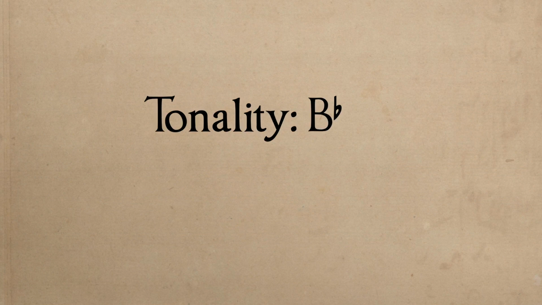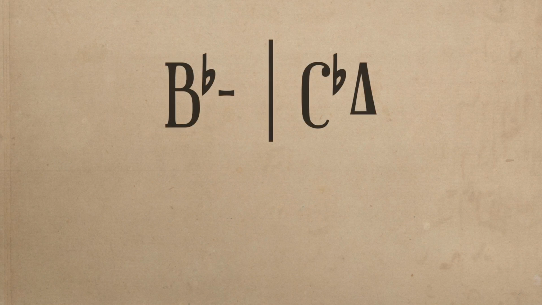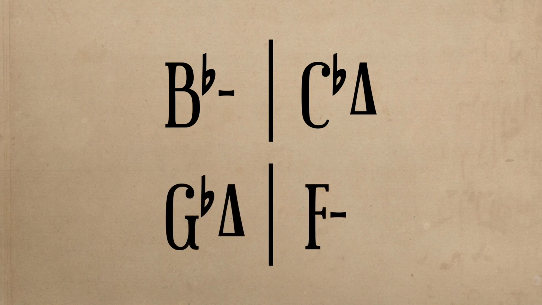The theme is set in the tonality of B-flat with its mode being minor. Harmonically, the theme makes use of only 4 different chords. In the first section we hear B-flat minor, the 1, and C-flat major, the chromatic flat 2. In the second section we hear G-flat major, the flat 6, and F minor, the 5.